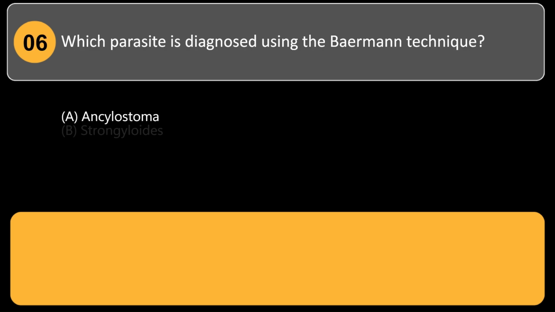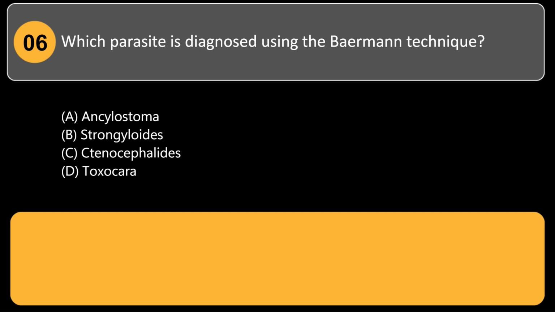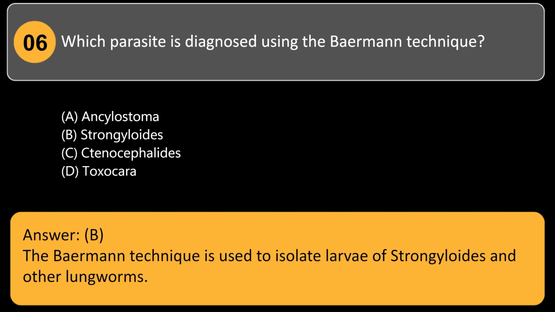Which parasite is diagnosed using the Baermann technique? A. Ancylostoma. B. Strongyloides. C. Ctenocephalides. D. Toxocara. Answer, B. The Baermann technique is used to isolate larvae of Strongyloides and other lungworms.